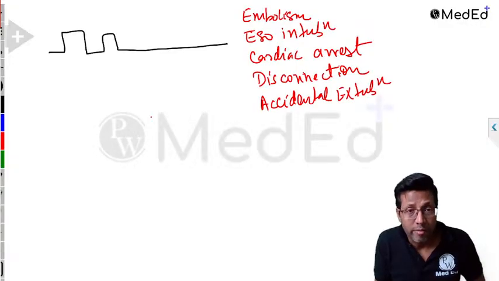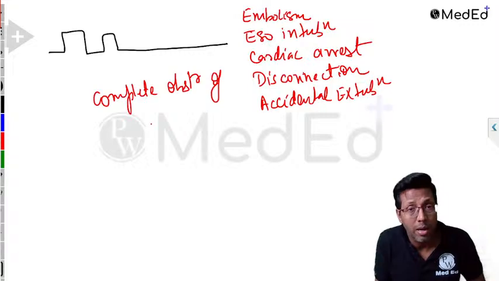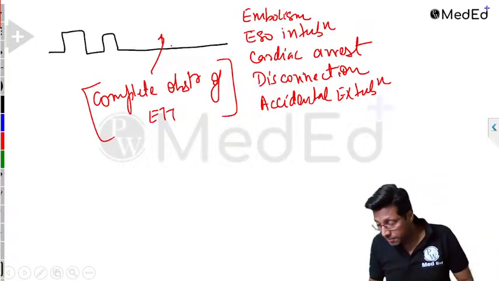In fact, one more point is there, which is complete obstruction of endotracheal tube. Complete obstruction of endotracheal tube by a mucus plug, by blood or anything. Okay, that is again going to produce no carbon dioxide coming out. Okay? Even in that case, you'll get a graph like this.